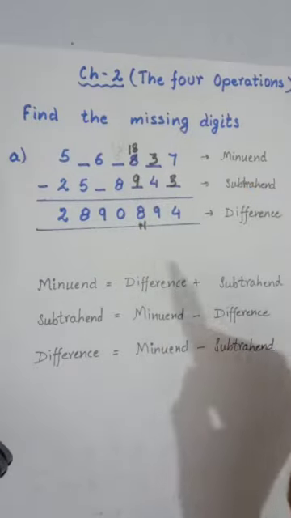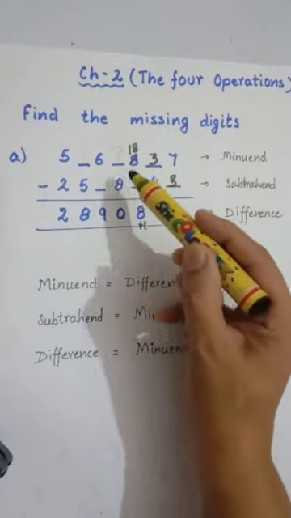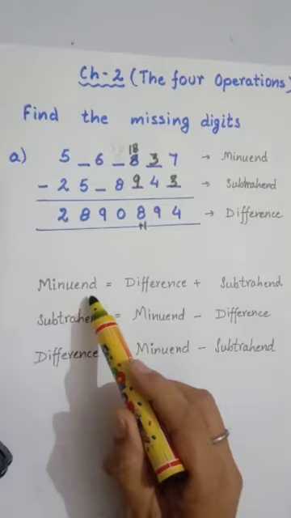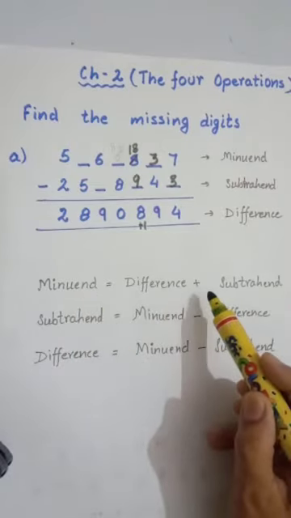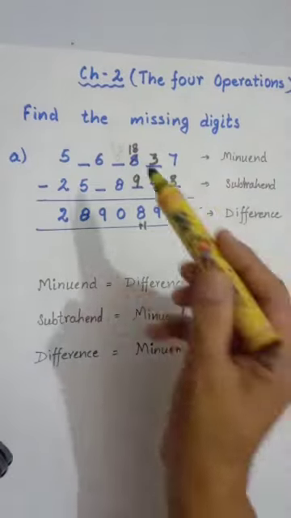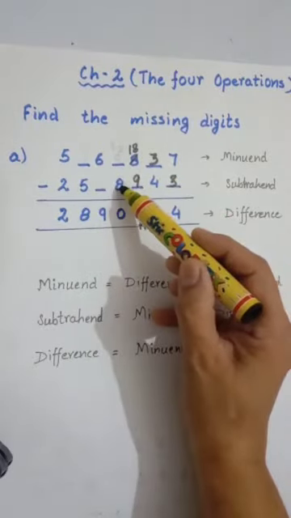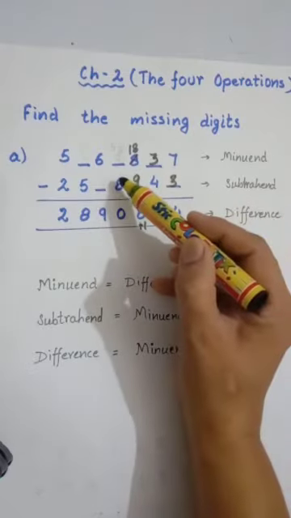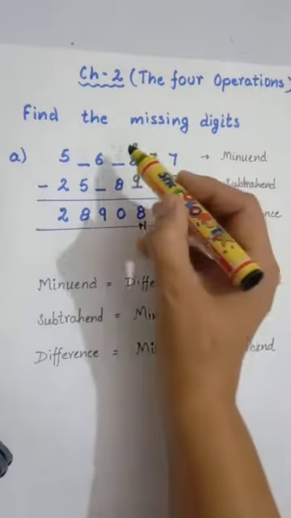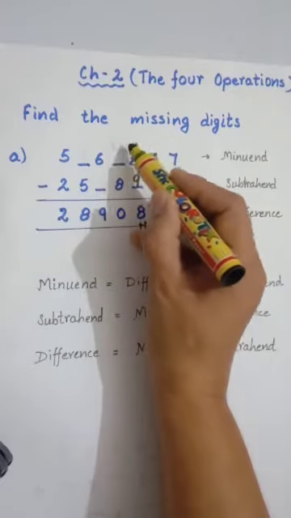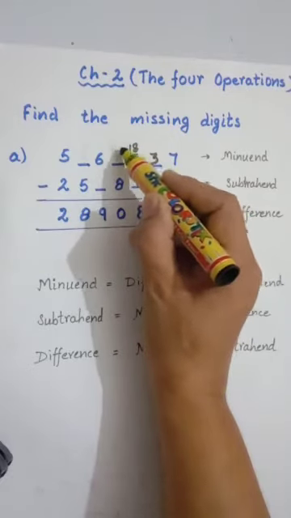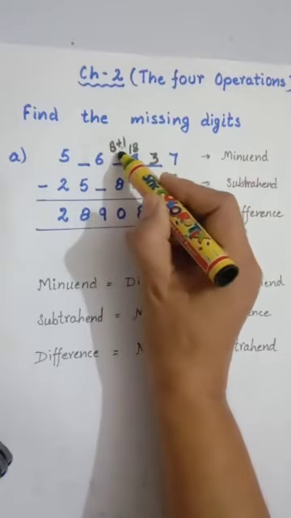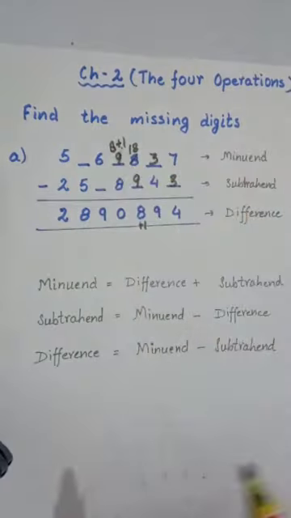Okay. Here on the next line we have to find minuend. The formula of minuend is difference plus subtrahend. So here difference is 0 and subtrahend is 8. So 8 plus 0 is 8, and plus 1 which we have borrowed from here. So we will add 8 plus 1, which is 9. So 9 will come here.